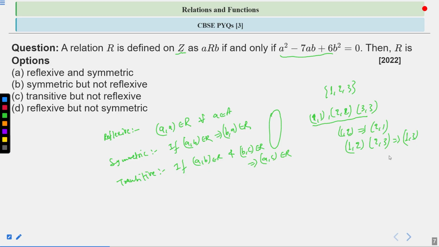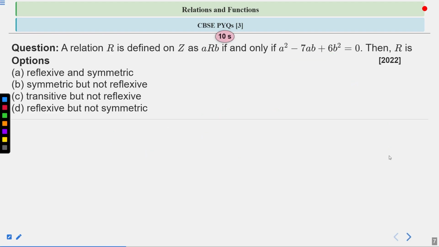Right. So we have defined a relation on integers Z. A is related to B if and only if a square minus 7ab plus 6b square should be equal to 0. Which condition will be satisfied by R? Clear? You have 10 seconds to solve or think about this question. After that, we will discuss the solution part.